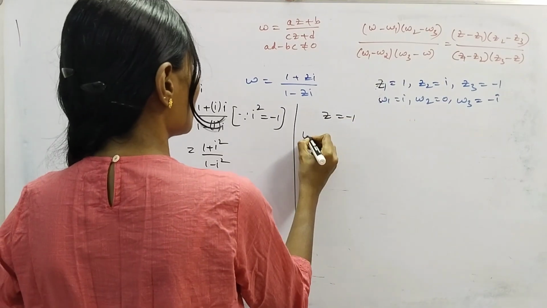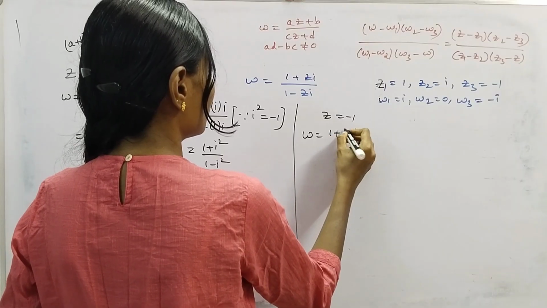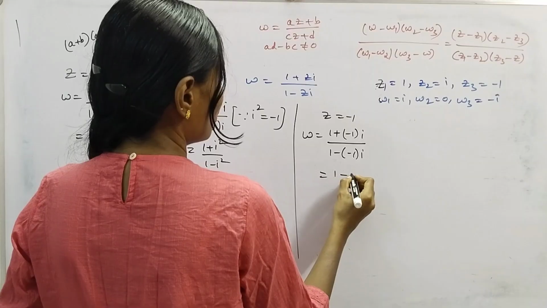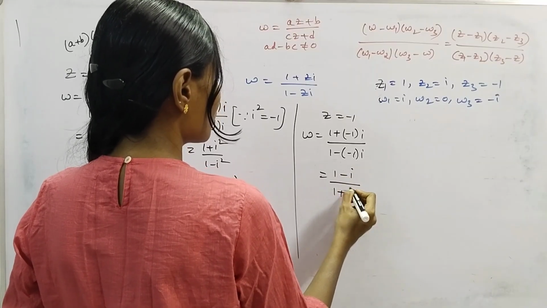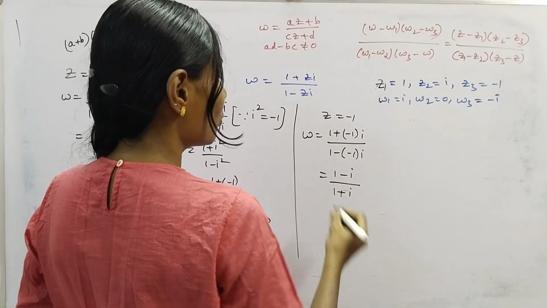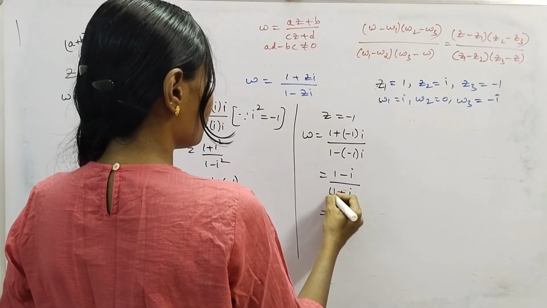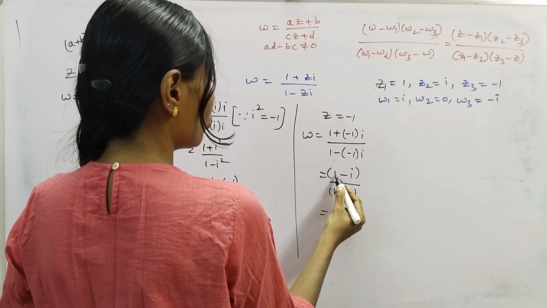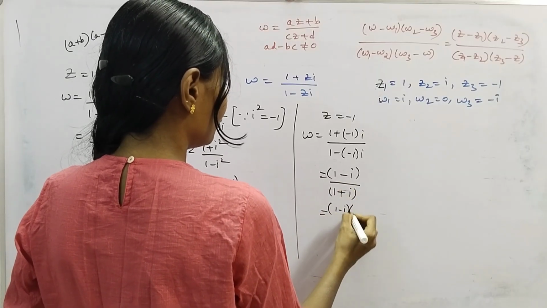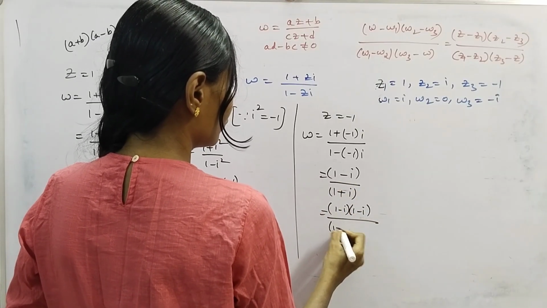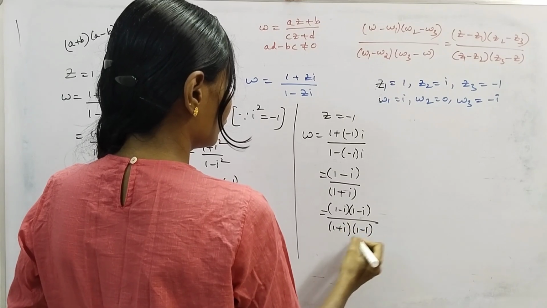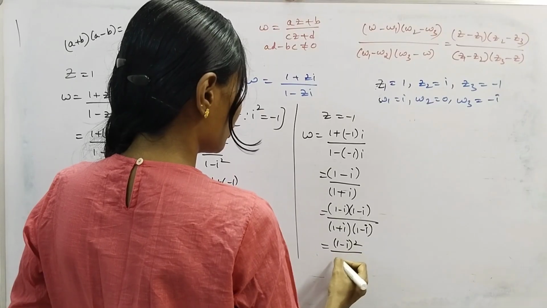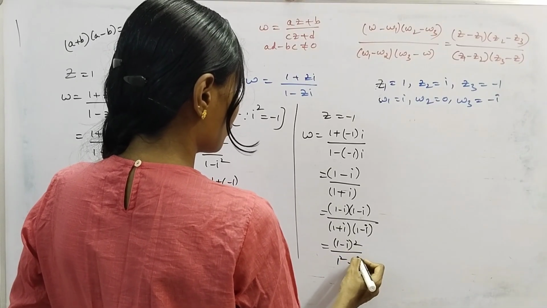When z equal to minus 1, let's see what we are going to get. Substitute the value of z here in the transformation. We'll get 1 minus i by 1 plus i. Now, rationalize the denominator by multiplying and dividing the fraction with 1 minus i. Okay, this gives us (1 minus i) whole square by a square plus b square.